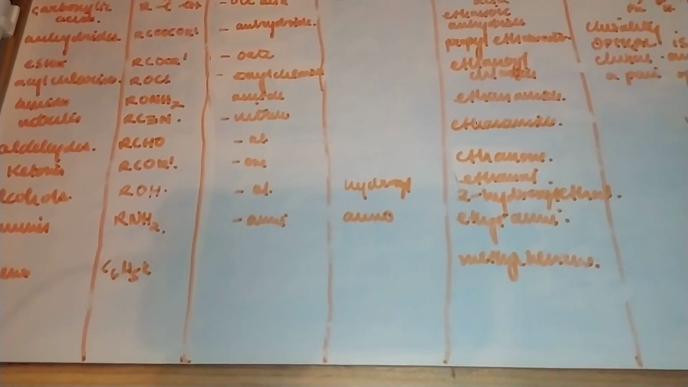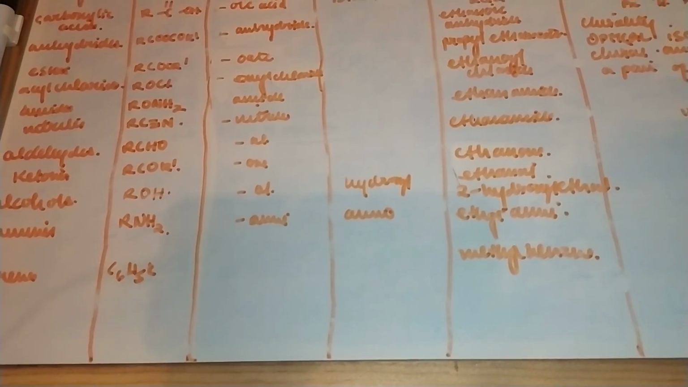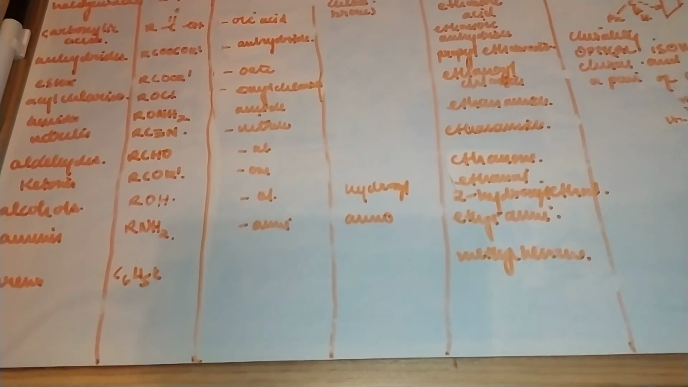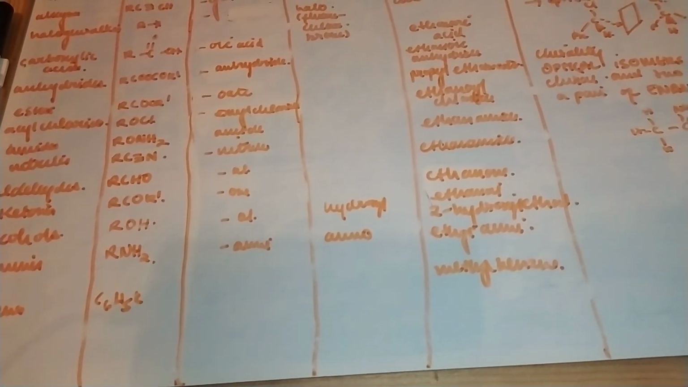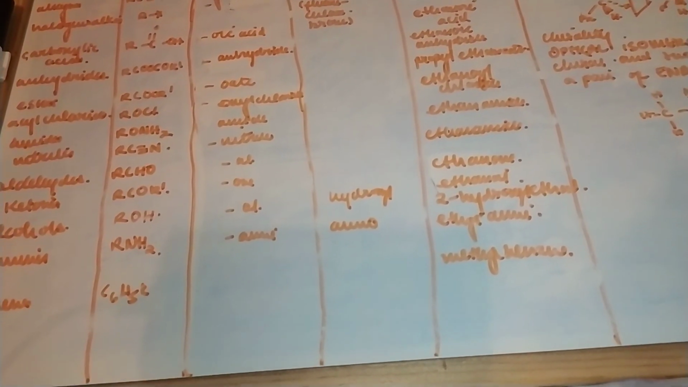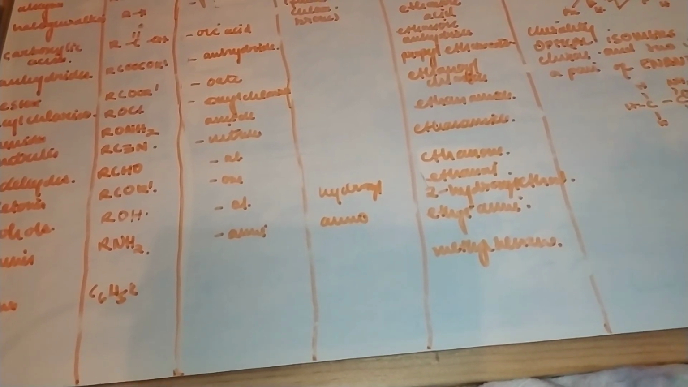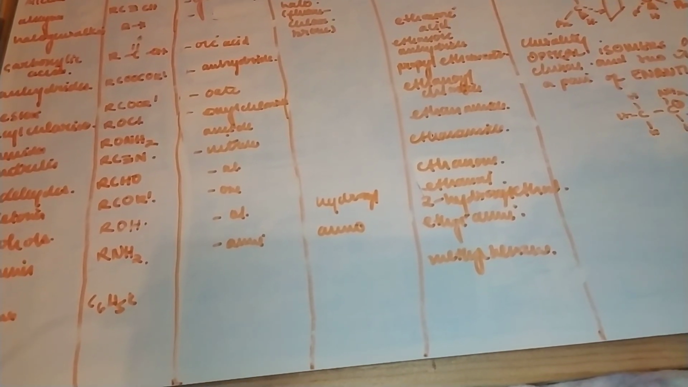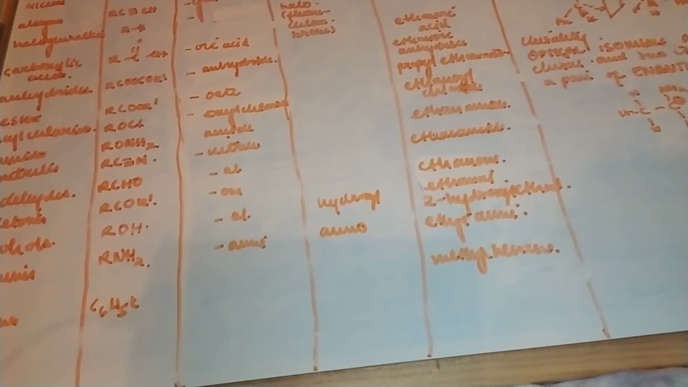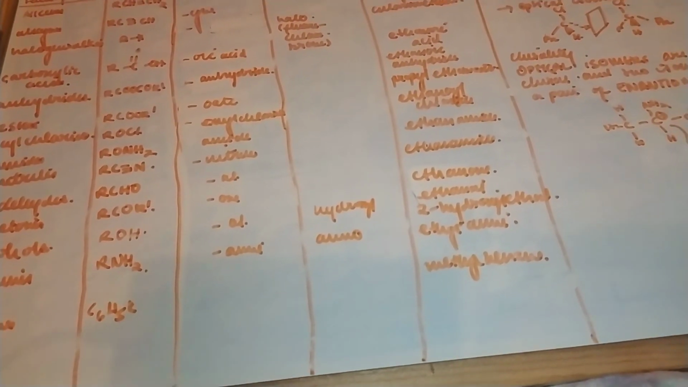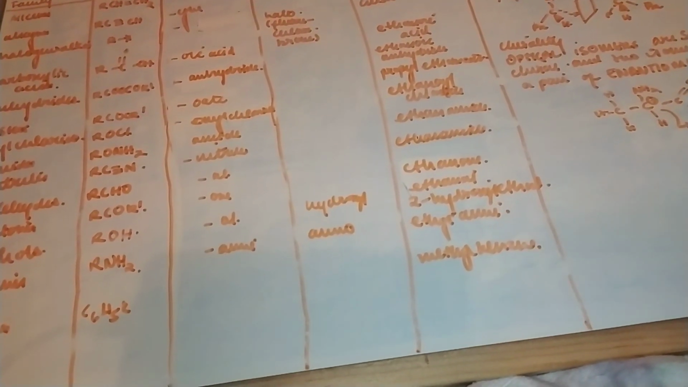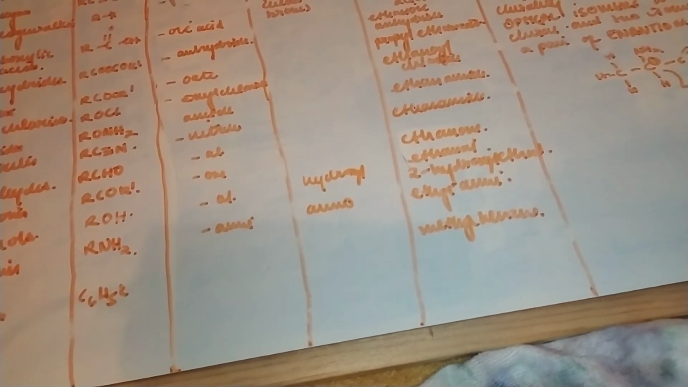Coming on to the carboxylic acid, the general representation is RCOOH. The suffix is "oic acid", for example, ethanoic acid. Now, anhydrides: the general formula is RCOOCOR', where R and R' refer to the two different alkyl groups attached. The suffix is anhydride, in other words, ethanoic anhydride.